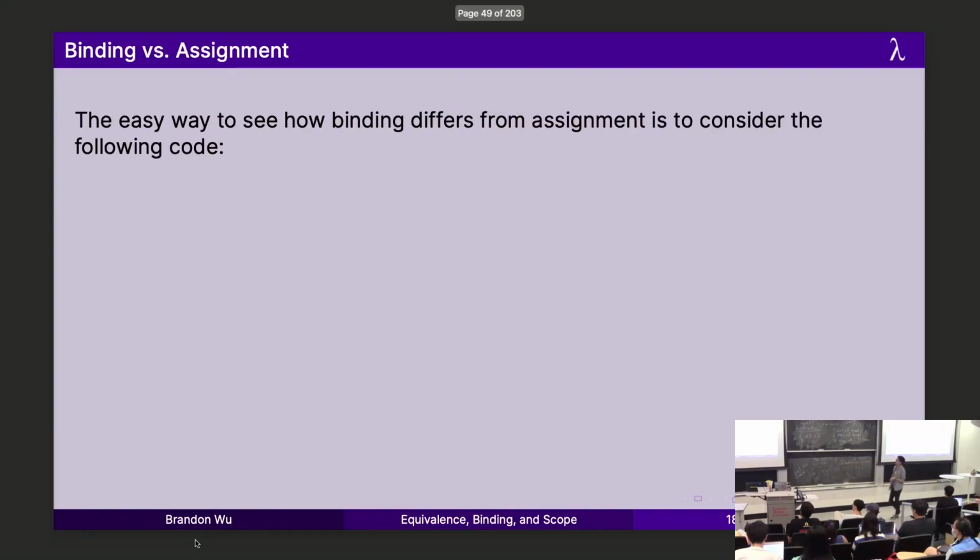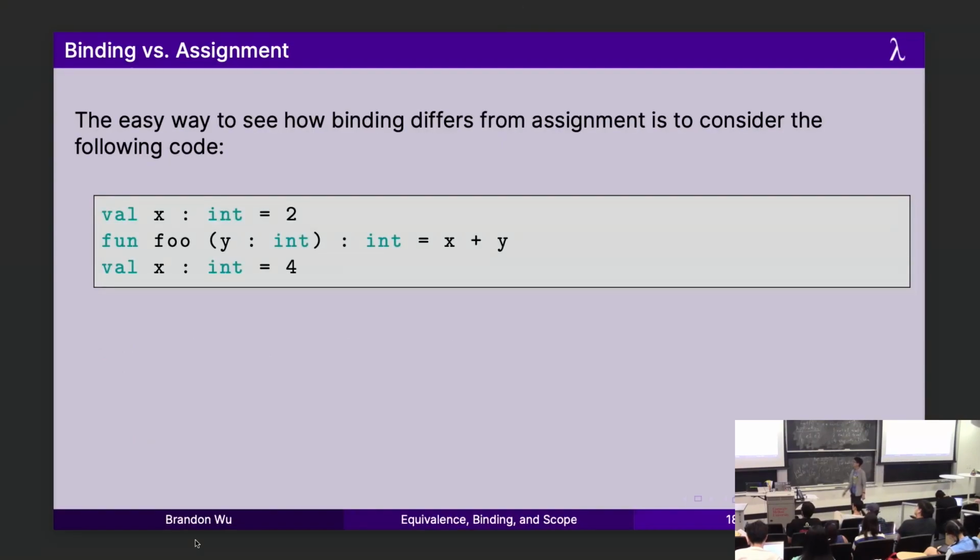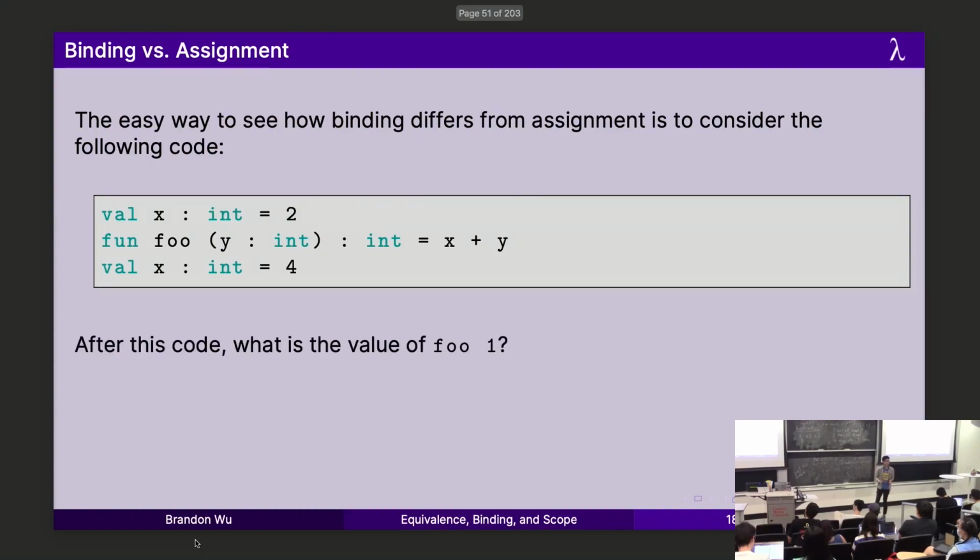Why is that? Let's see. Suppose I have this trace of code. x is equal to 2. I declare this function foo, and it takes in y and evaluates to x plus y, referencing this x here. And then I redeclare x as 4. What is the value of foo given 1? Riddle me this. Who's got an answer for me? Yeah. 3. Is it 3? Yes, it is 3.